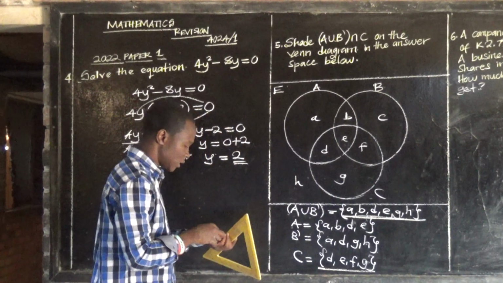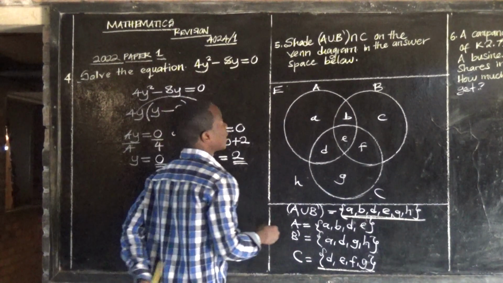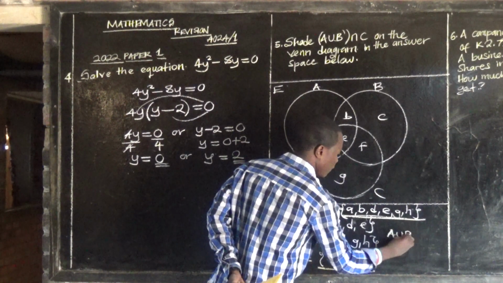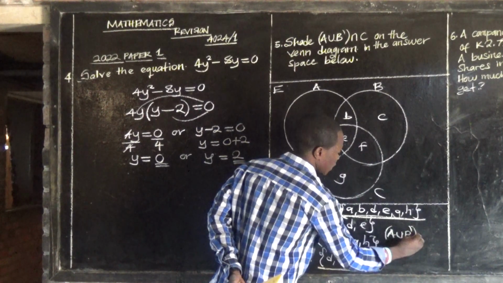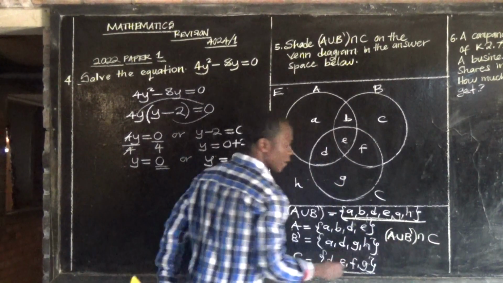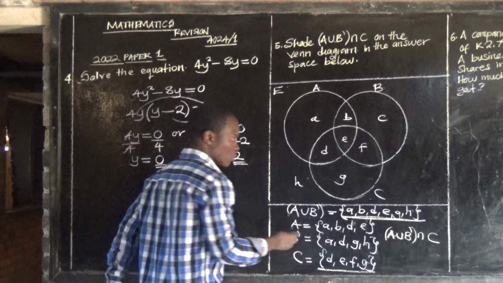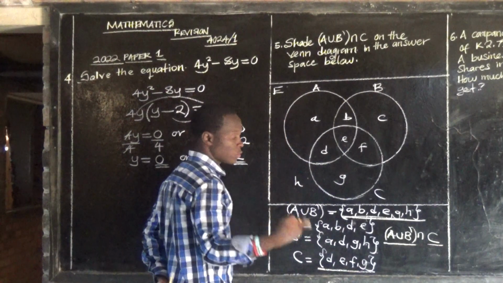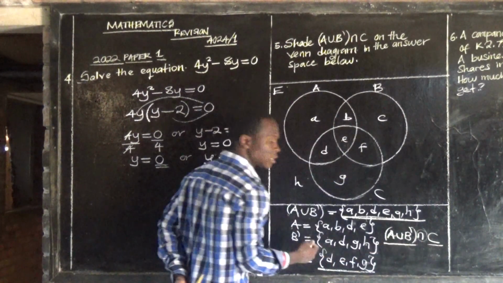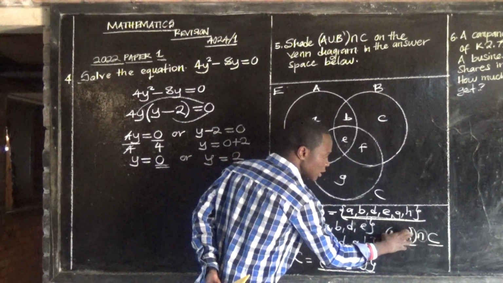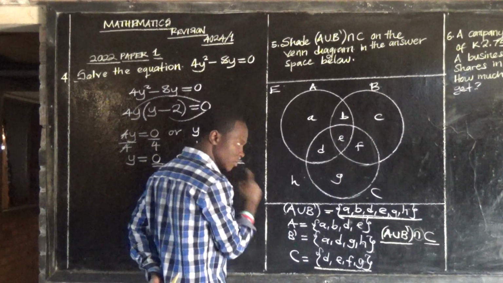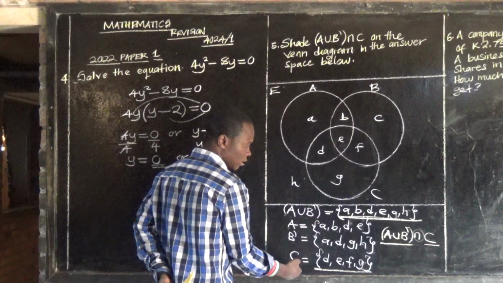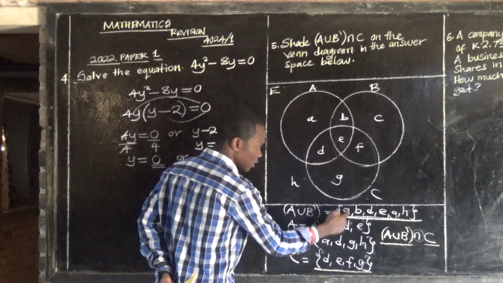Okay? So remember what the question is saying. The question wants you to shade A union B complement intersection C. Are we together? So we have this set and this set, right? In between the two sets, you have intersection. Intersection means common elements, which are found in this and this. So which elements are found in A union B complement and C? Which elements are found in this and this?